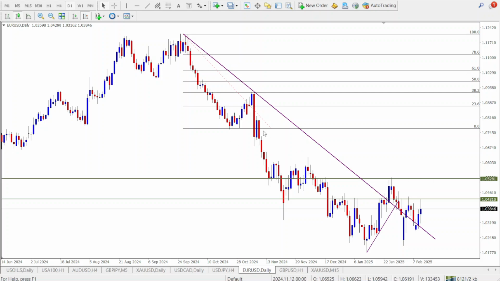Then you can enter your trade and set your stop loss. If it is a buy trade, it's going to be below the swing low. If it's a sell trade, it's going to be above the swing high. Then you set your take profit at the previous high if it is a buy trade, or previous low if it is a sell trade.